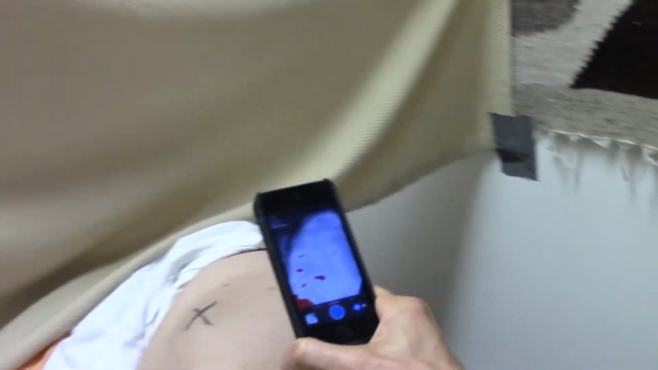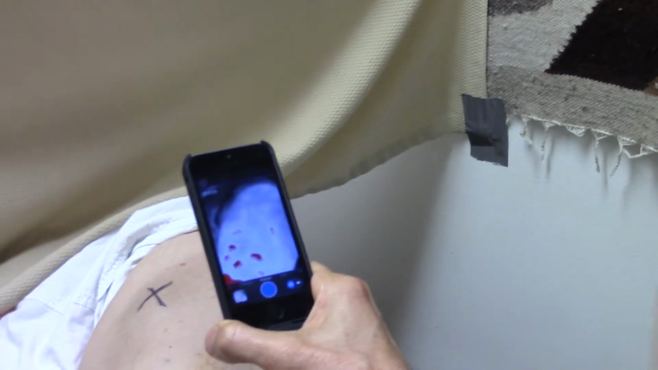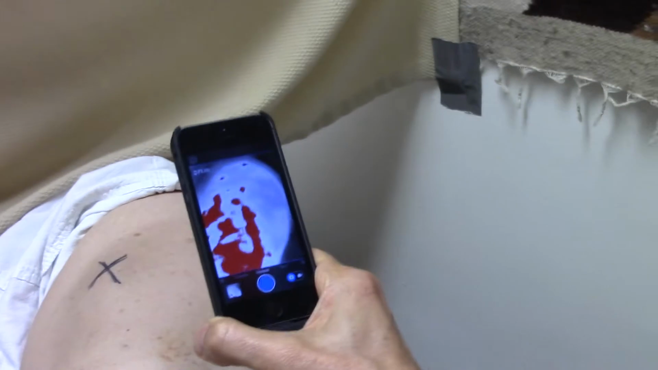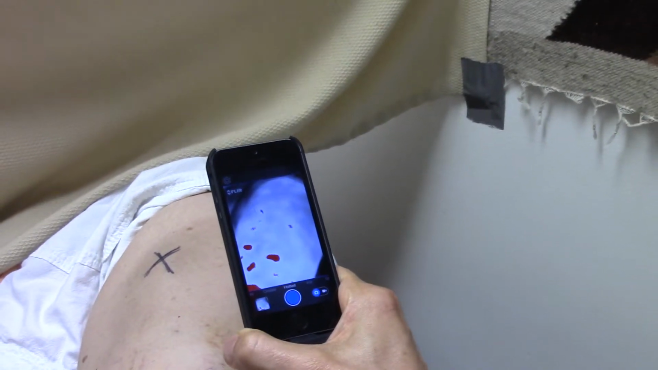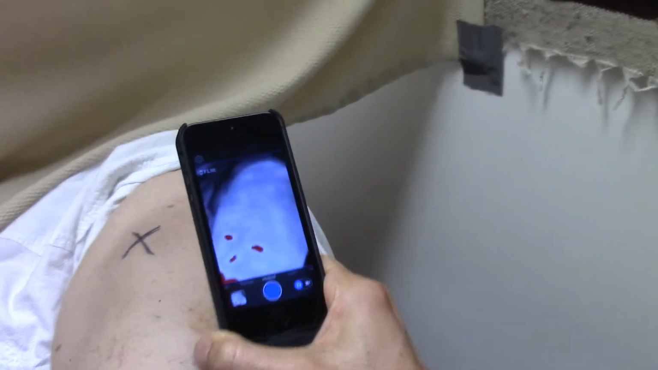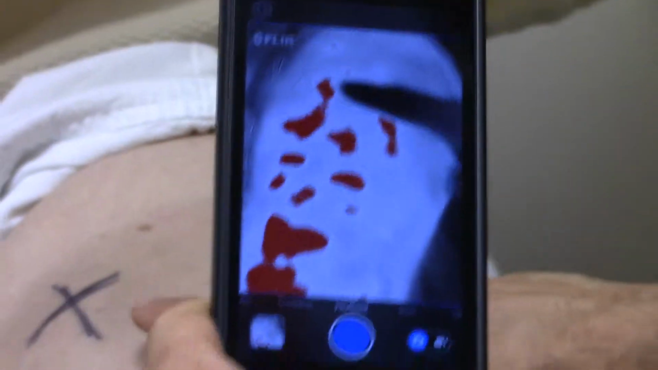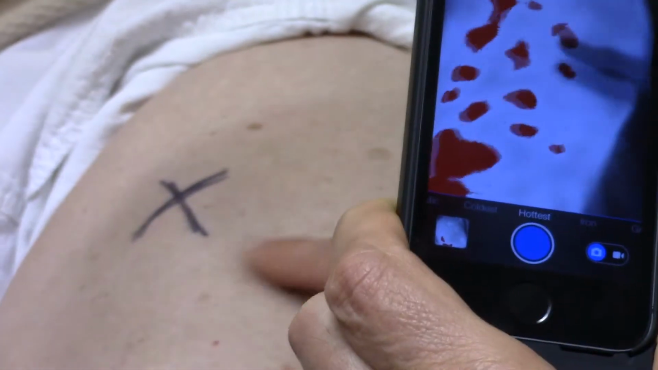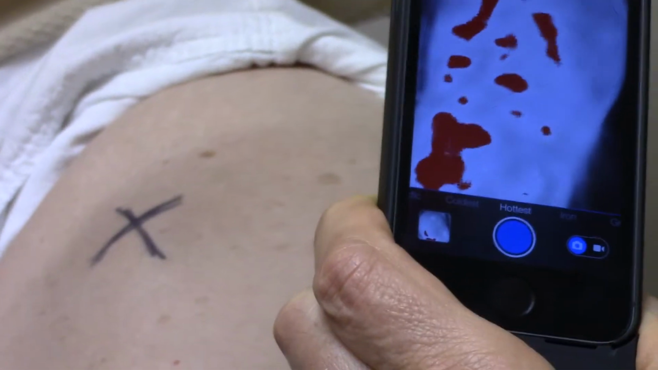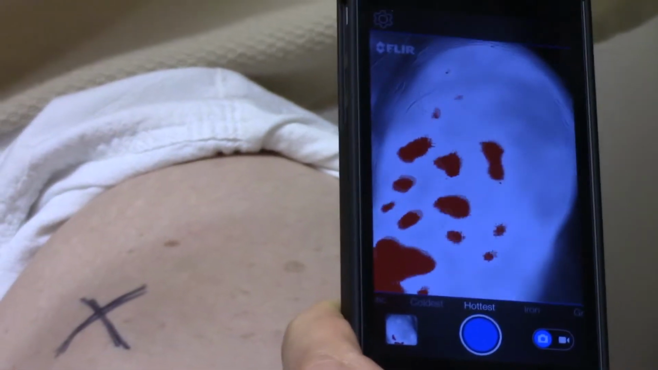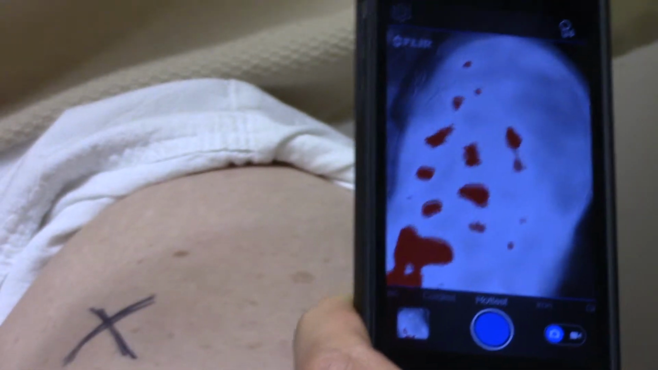Now, again, you can see that she's showing biological activity more so than the first time that she came over here. Again, I didn't take a picture. I'm going to take a picture of it now so we can compare next time we see this case.